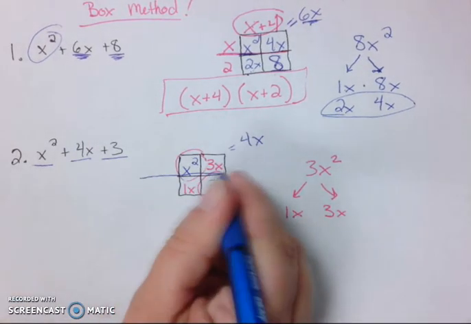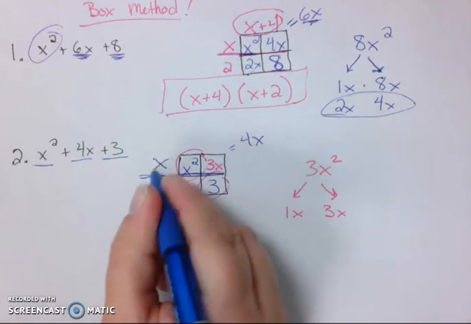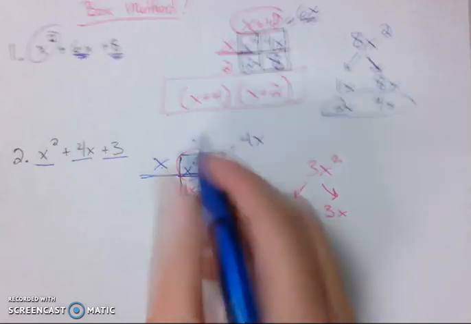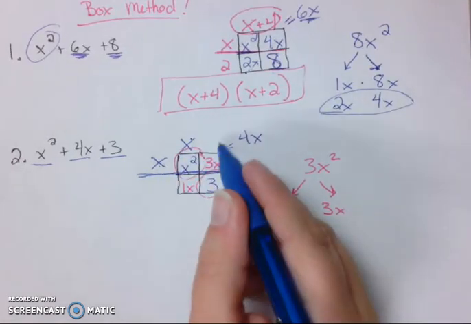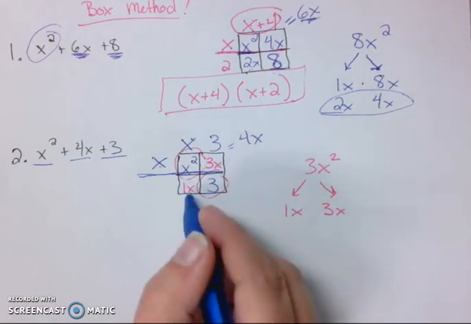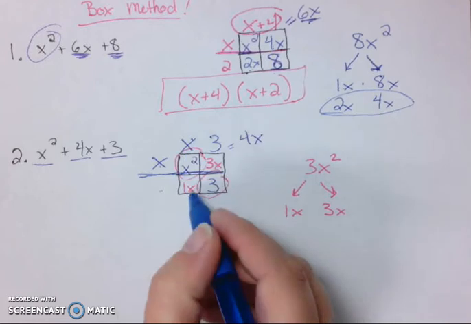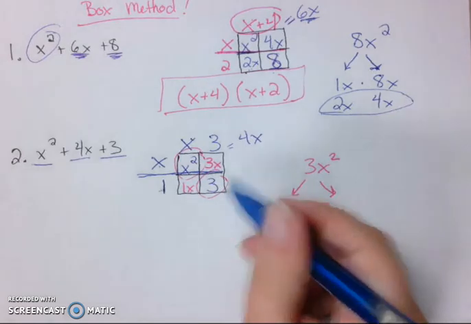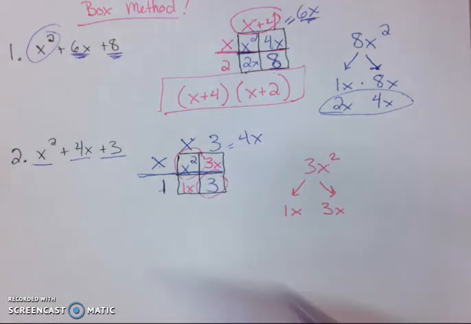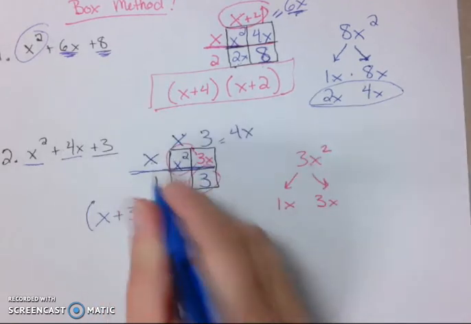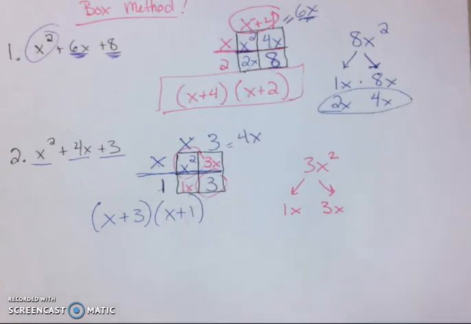Take out what's common in this first row. They both have an x. And then x times what up here gives you x squared? X times x. And x times what up here is 3x? 3. And then we're right here. What times x is 1x? Well, x times 1 is 1x. And then as you can see in the last box, 3 times 1 is 3. So I know I did it right. These are both positive, so I put a plus, x plus 3, and then x plus 1. There's our answer.